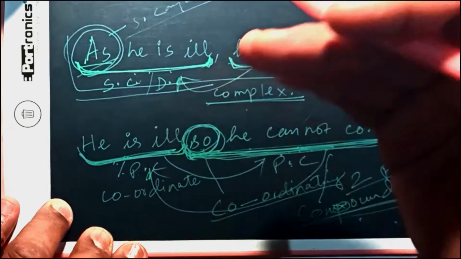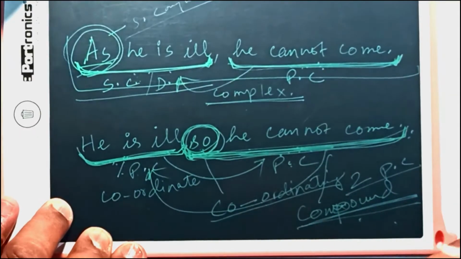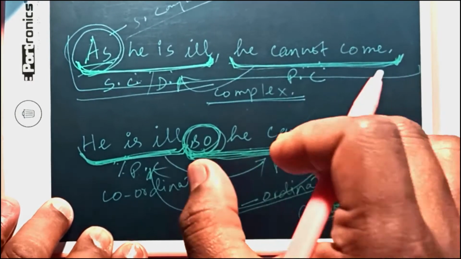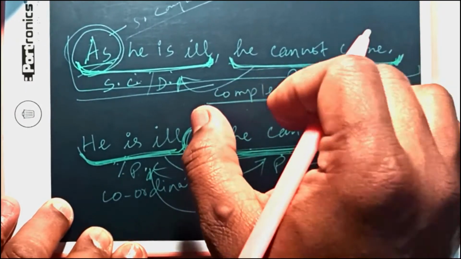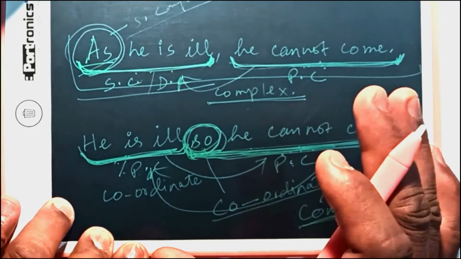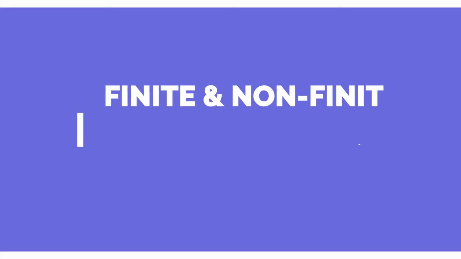So separately, when you remember these conjunctions and you come across this kind of conjunctions in a sentence, you will be able to recognize whether the sentence is complex or compound. It becomes very easy for you to locate that or understand it. Now we must first of all understand finite and non-finite verbs.